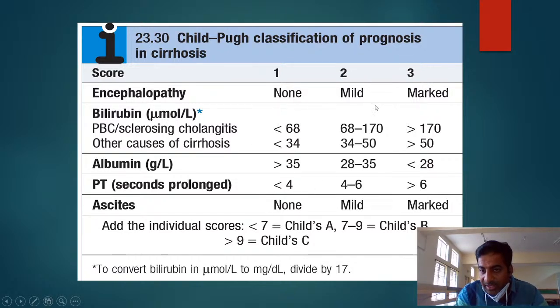Stage 2, you have all these mild: bilirubin 3.4 to 5, albumin 2.8 to 3.5, prothrombin time prolonged for 4 to 6 seconds, and there is mild ascites. So if the score is less than 7, you call it as Child-Pugh classification A. If it is between 7 to 9, you call it as Child-Pugh classification B. Greater than 9, you call it C. Okay. So in that, A is compensated cirrhosis. If it is B and C, it's decompensated.